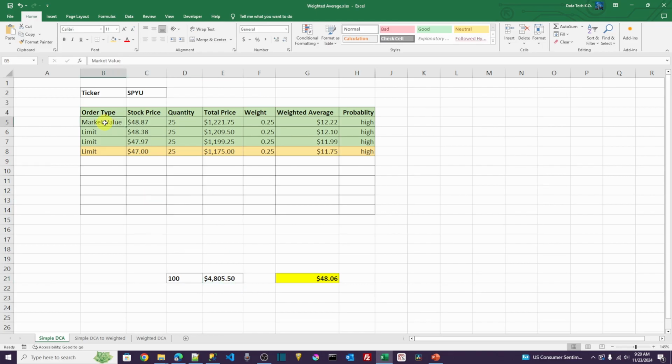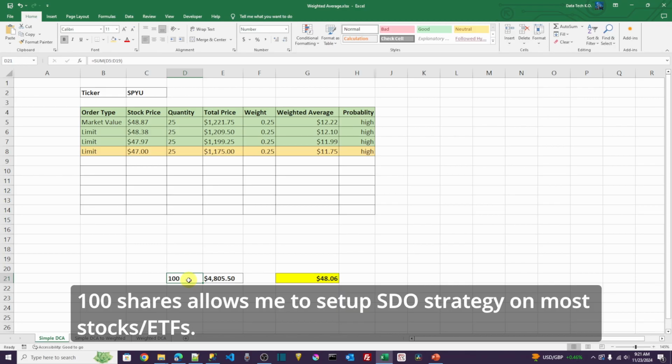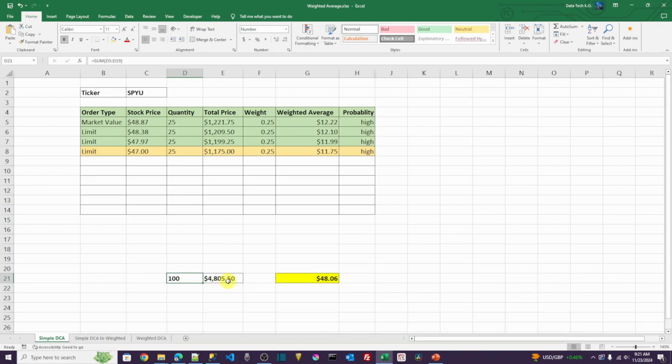The first order, I actually purchased at market value. And notice I've added an order for 25 quantity. I have another order set at limit order. When SPY-U drops to $48.38, buy another 25 shares. If SPY-U drops to $47.97, buy another 25 shares. If SPY-U drops to 47, buy another 25 shares. And that will total up to 100 shares. That will allow me to implement an option strategy if I choose to. So the total would have been $4,805.